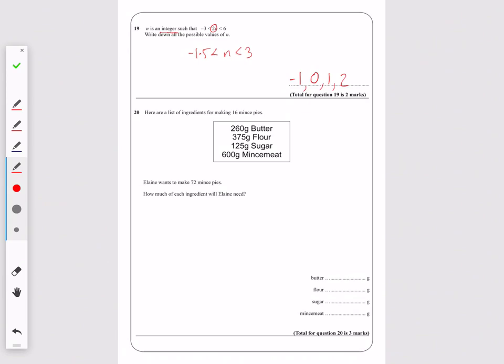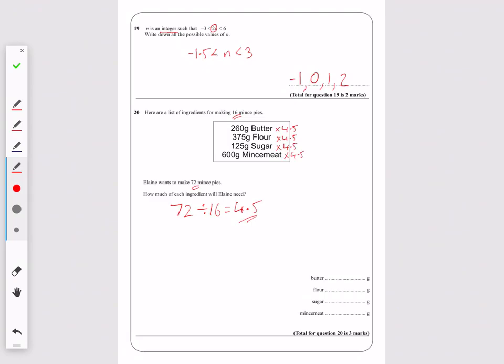Question 20. Here is a list of ingredients to make 16 mince pies, and Elaine wants to make 72 mince pies. How much of each ingredient do you need? So first of all, if we do 72 divided by 16, that gives us 4.5. So we need to times each of these by 4.5 to get the amount of ingredients that we need.